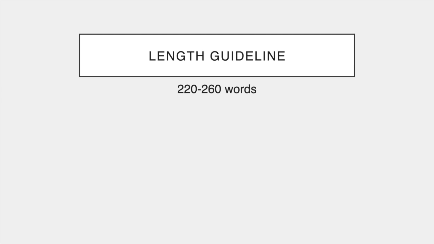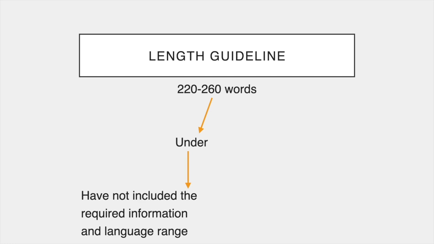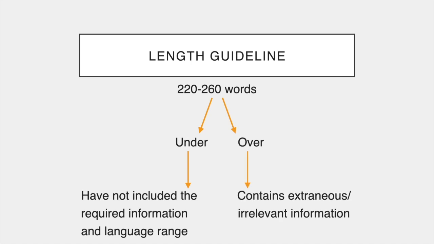And a question I'm constantly asked is, what happens if I write less than 220 words or more than 260? Well, if you write under 220 words, the marker will assume you have not included all the required information and do not have the necessary language range. However, if you go over 260 words, the examiner will believe that the text contains extraneous or irrelevant information. Regardless, not staying within the word limit will negatively affect your marks.